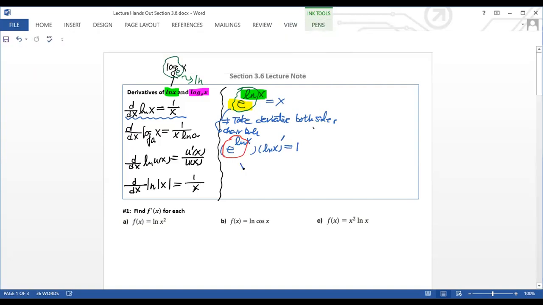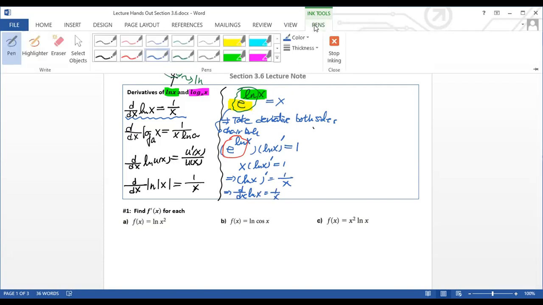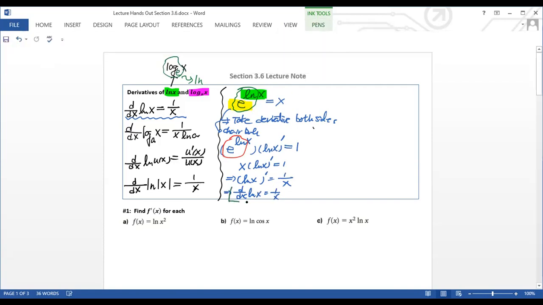So that's why you will have x, and then you have natural log x. You take the derivative, and it is equal to 1 over x. Or instead of putting the prime here, you can say d/dx of natural log x is equal to 1 over x here. You see, that's how we prove this one here. Adjusting the constants will be similar.